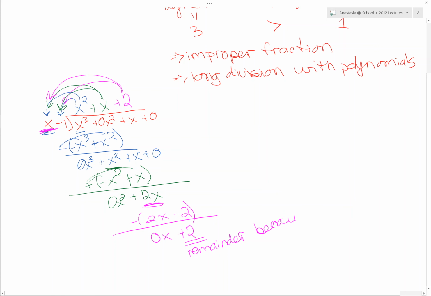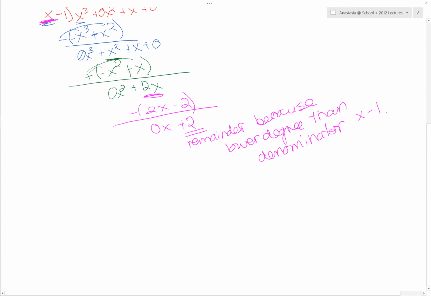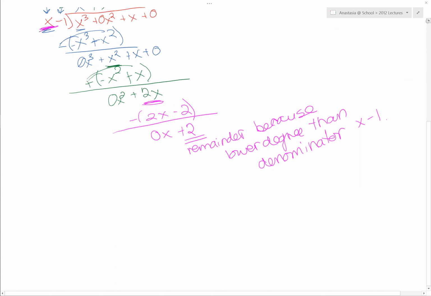because it has a lower degree than the denominator, which is x minus 1. So whenever we get a lower degree there, then we stop with our division.